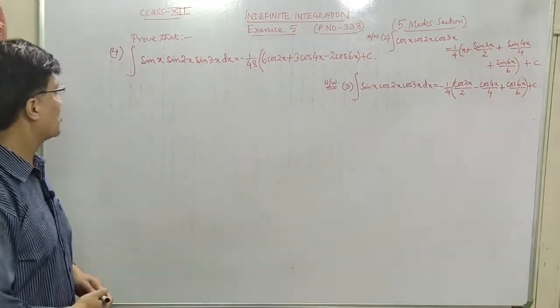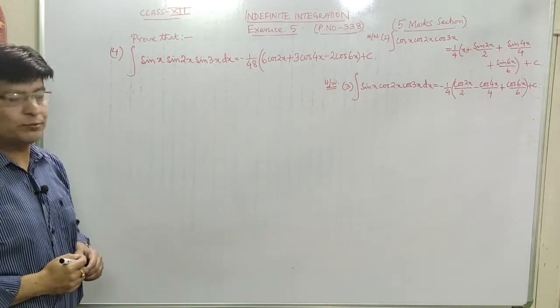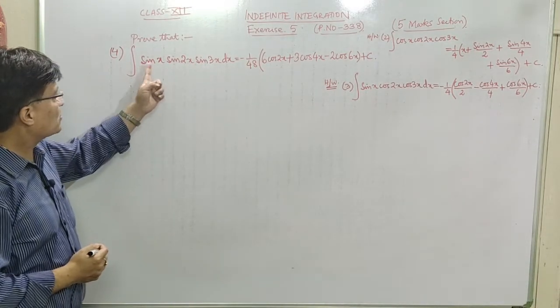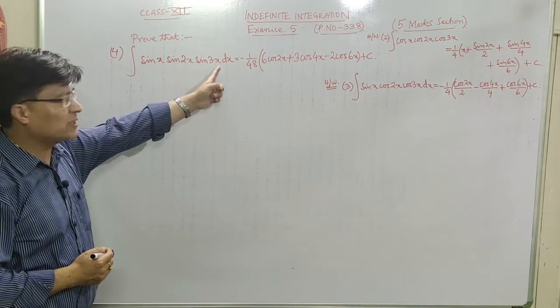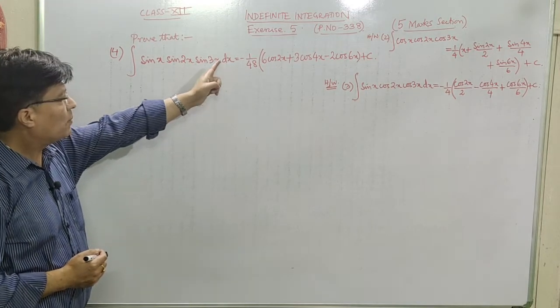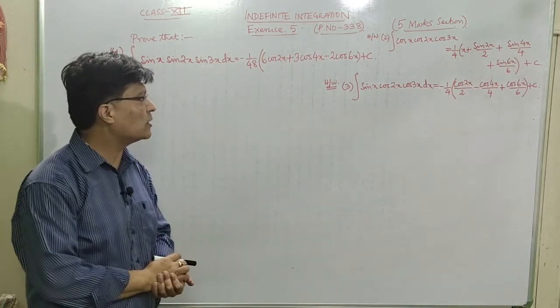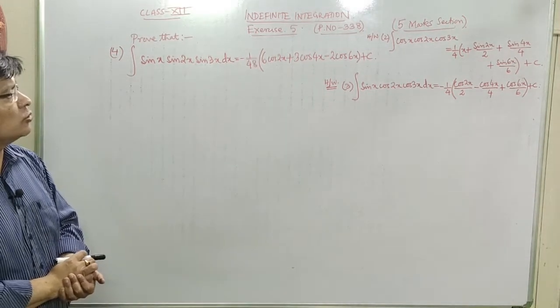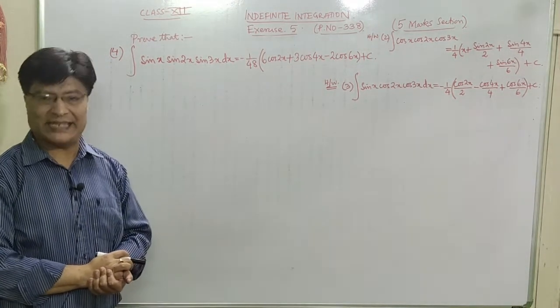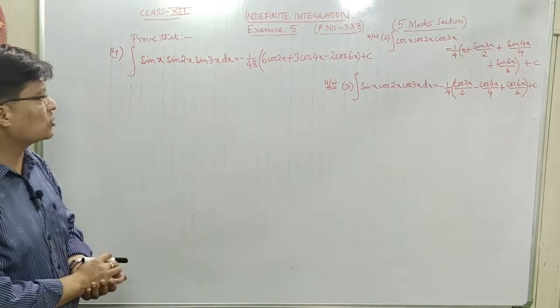So now we will do the next question, that is question number 4. Prove that the integration of sin x sin 2x sin 3x dx is equal to minus 1 by 48 within bracket 6 cos 2x plus 3 cos 4x minus 2 cos 6x bracket close plus c. Okay, so let's do this question.